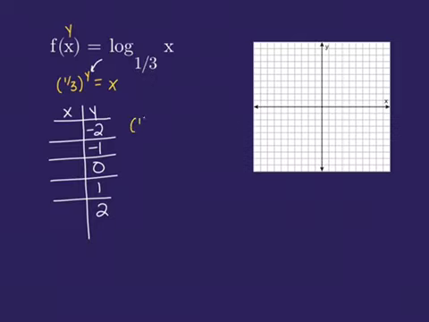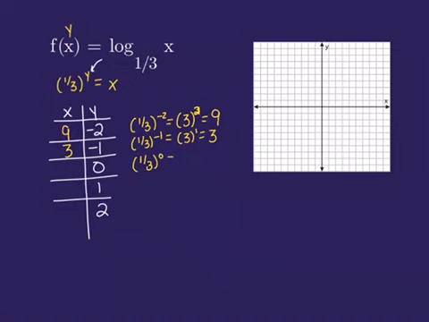So 1/3 to the -2 means we flip that fraction over. So 3 squared is equal to 9. And then 1/3 to the -1st, flip the fraction over, that's 3 to the 1st, which is 3. And then we have 1/3 to the 0, which is 1. We have 1/3 to the 1st, which is 1/3. And 1/3 squared, which is 1/9.